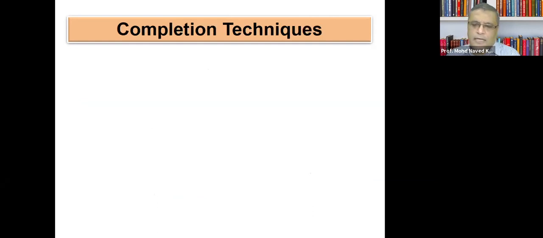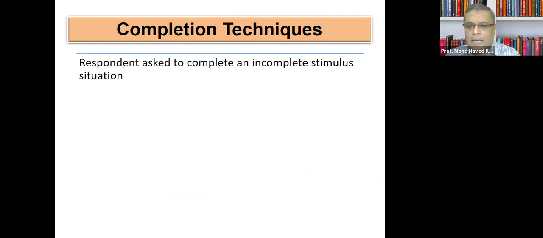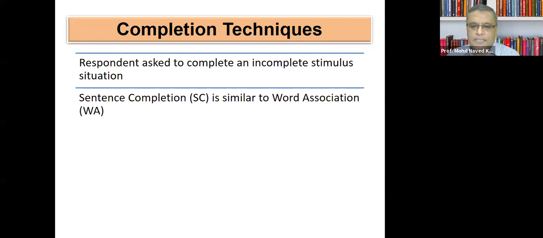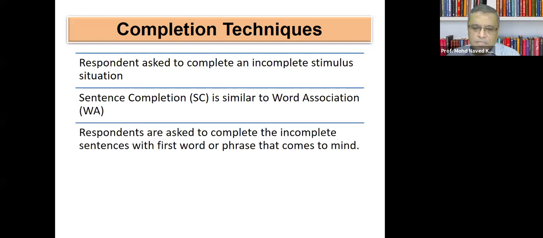And then next technique that we use within this category of projective techniques is the completion technique. In completion techniques, respondents may be asked to complete the incomplete stimulus situation. This sentence completion may be of two types that we will discuss. Very interesting things we can do as researchers here. It is somewhat similar to the word association we discussed previously, but here they are asked to complete an incomplete sentence, as simple as that.